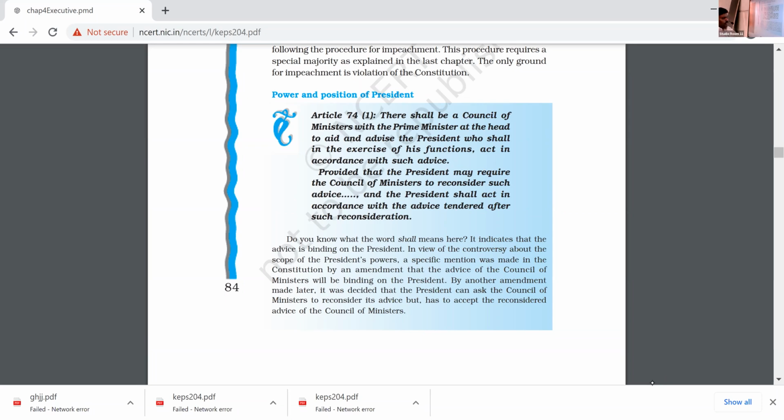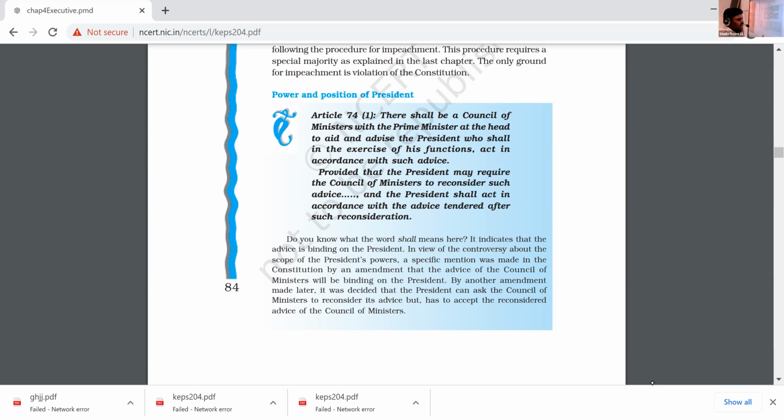Okay, so the president may want to listen to the words of the council of ministers, or want to act as per the advice made by the council of ministers. But sometimes he is not able or not willing to adjust with that or accept it, so he can ask the ministers to reconsider, recheck the advice. Okay, clear or not?